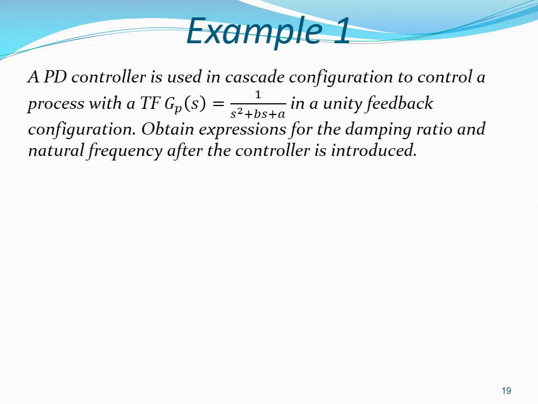We shall have a look at a couple of examples. In the first example, we have a PD controller used in cascade with a process that has a TF as given, to give a unit feedback configuration. We want to obtain expressions for the damping ratio and the natural frequency after the controller has been introduced.